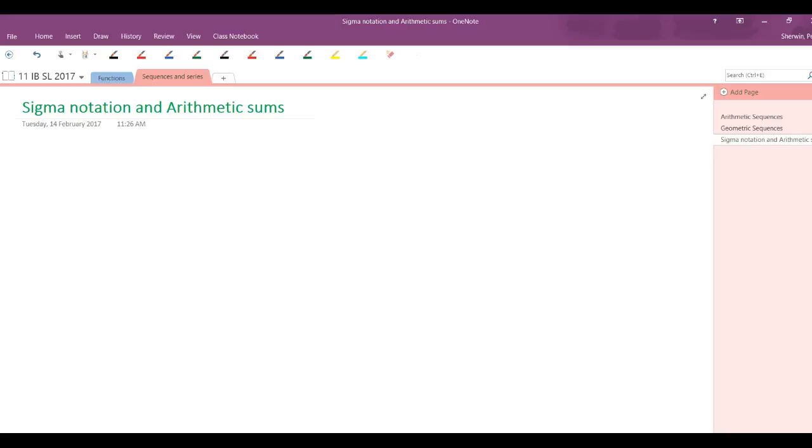Okay, the next screencast in this series on sequences and series is on sigma notation and arithmetic sums. So far we've looked at arithmetic sequences and geometric sequences, and we have established that for an arithmetic sequence, our nth term, or un, is equal to the first term plus 1 less the number of terms times d.